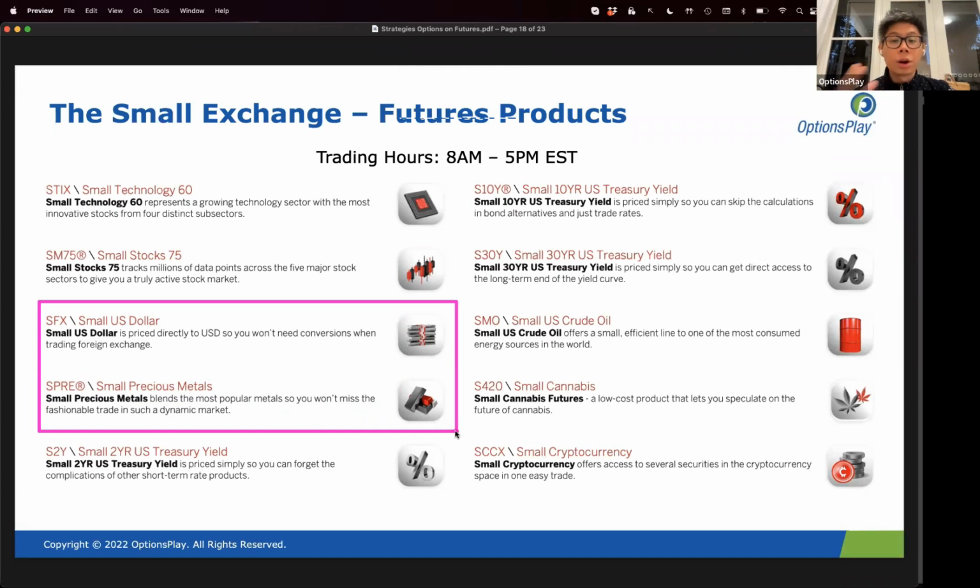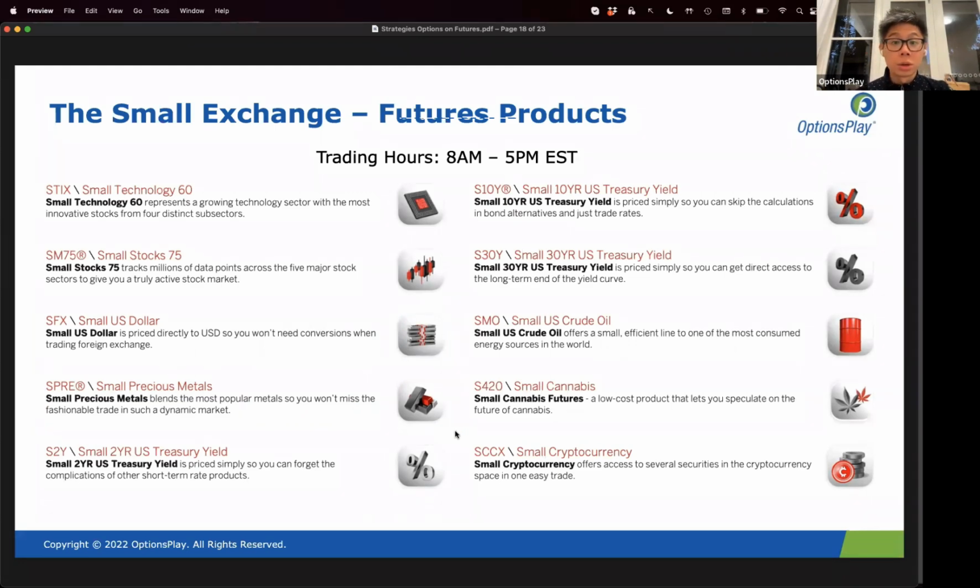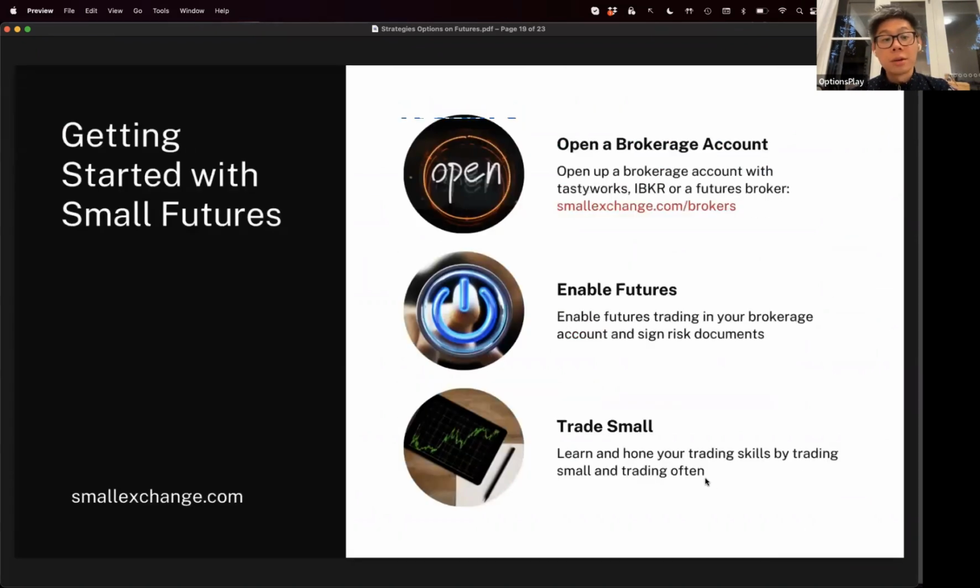But there are going to be more of these that will have options on futures listed in the future. But the US dollar and the precious metals are the two that you can trade options on futures on. The rest of these products, you can trade the futures products themselves. And I've done a lot of education this year in 2022 on just futures trading in general. So if you want to learn more about that, please check out some of those videos if you are new to trading futures before you start trading options on futures.